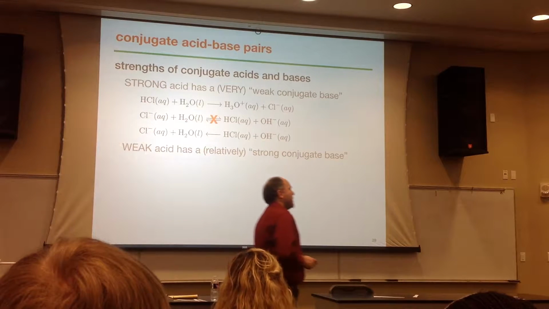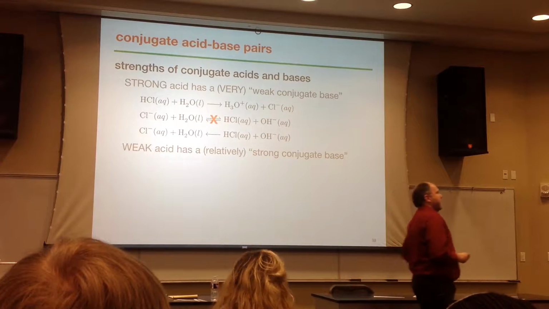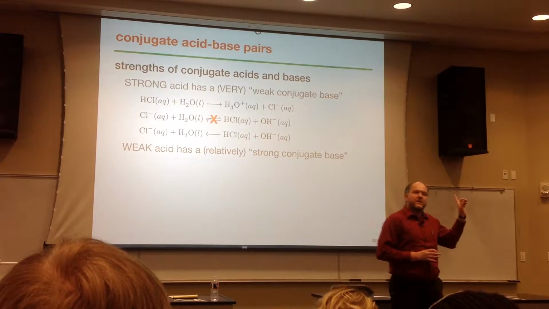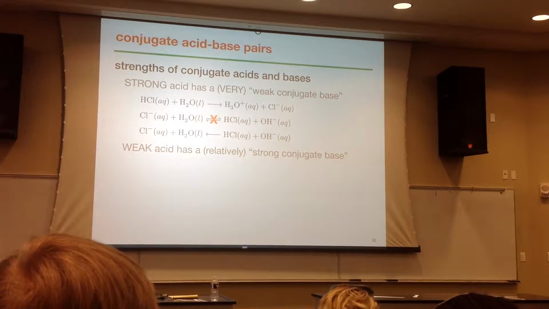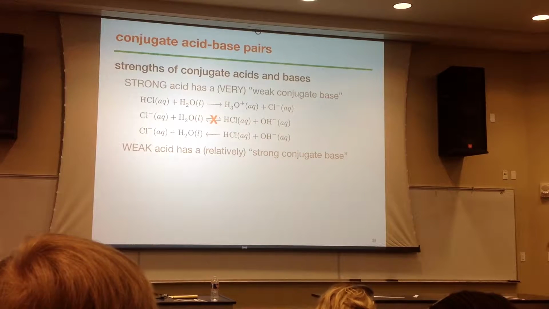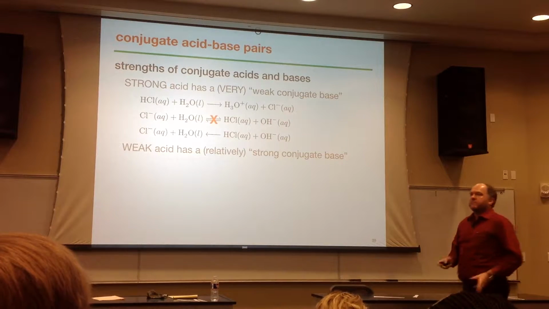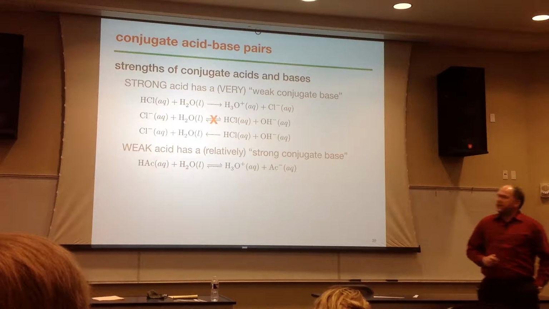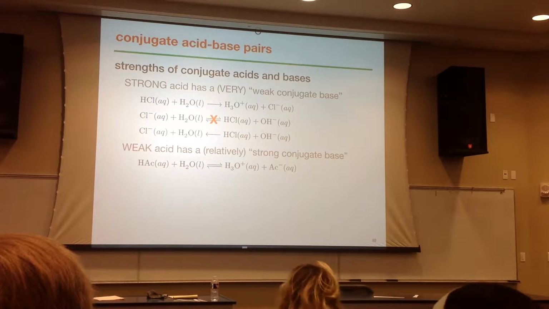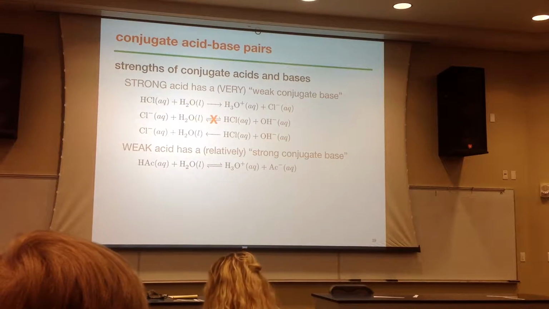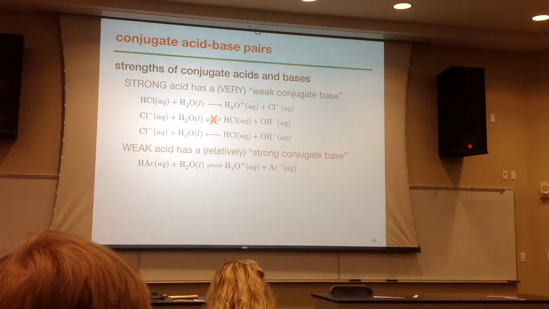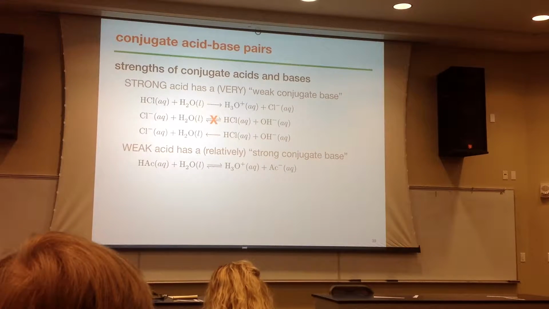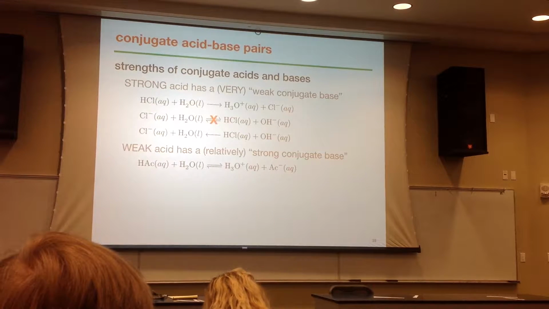All right, now, weak acids, on the other hand, have relatively, notice the "relatively" is not capitalized, but I still have relatively strong conjugate bases. They are conjugate bases, so HAc does not care if I'm going to use Ac to represent acetate. So you're going to see a lot of Ac in the next chapter and a half. Ac means acetate. Acetic acid ionizes with water to give me hydronium plus acetate.